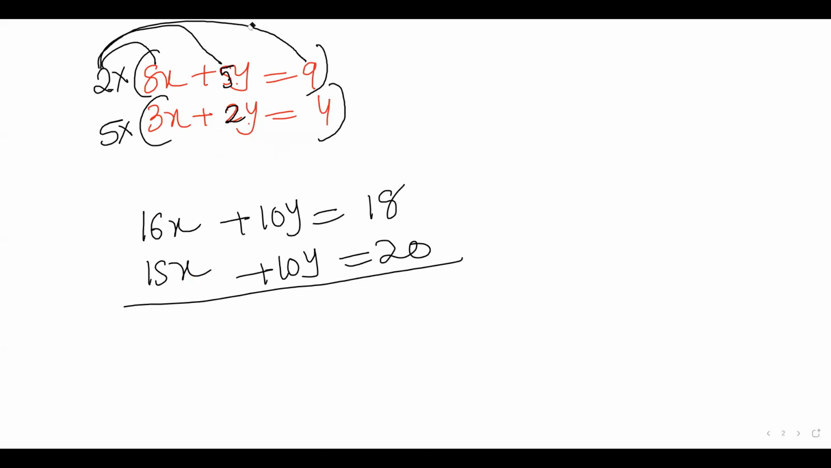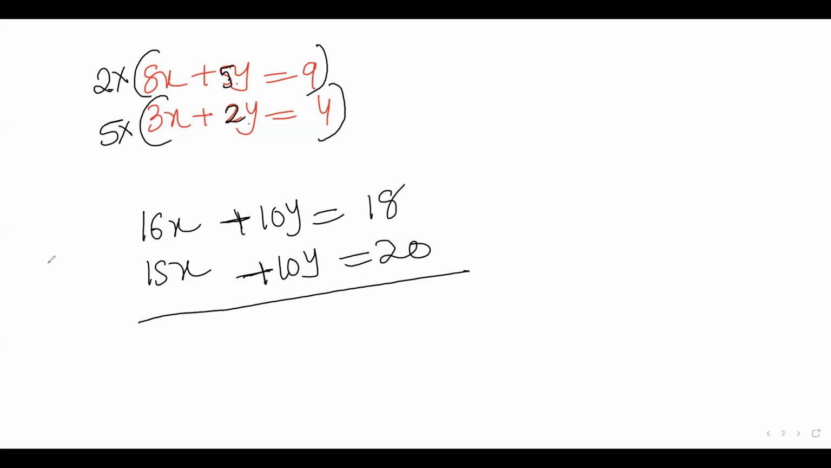Now, there is no chance of cancelling y because we have the same sign. Whenever you have the same sign, you have to subtract both the equations, show that you are subtracting, and when you subtract, the bottom equation's signs will change. Now plus 10y and minus 10y will get cancelled.